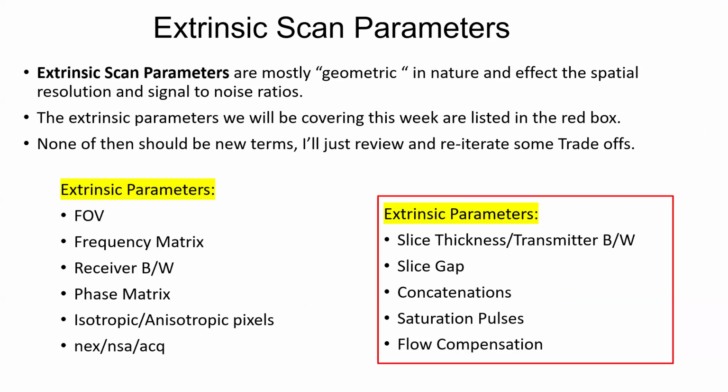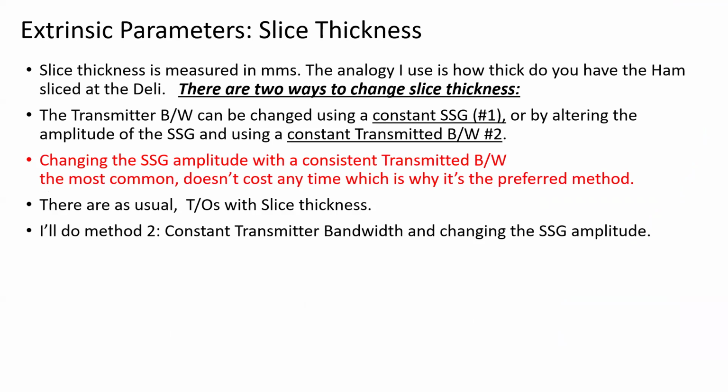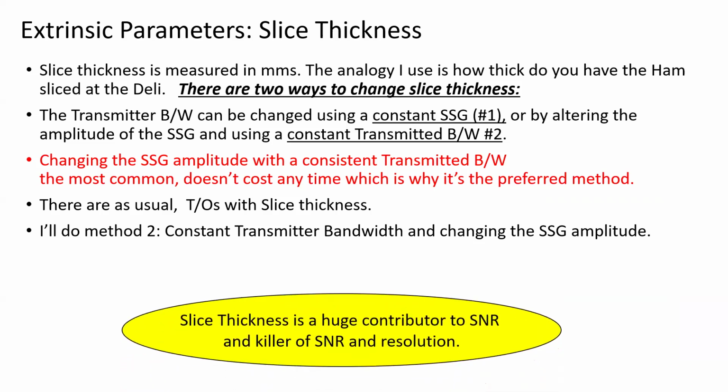All right. Slice thickness. Slice thickness is measured in millimeters. Everybody uses millimeters. The analogy that I use is how thick do you get your ham or your bologna sliced at the deli? There's a couple of different ways to change slice thickness, but it's typically going to be a slice select gradient amplitude that's going to change your slice thickness. So there's 2 ways to change your slice thickness: transmitter bandwidth and slice select gradient. But typically you're going to use your slice select gradient.